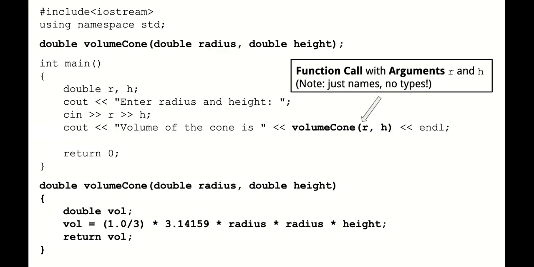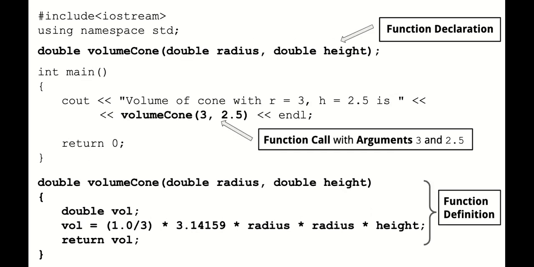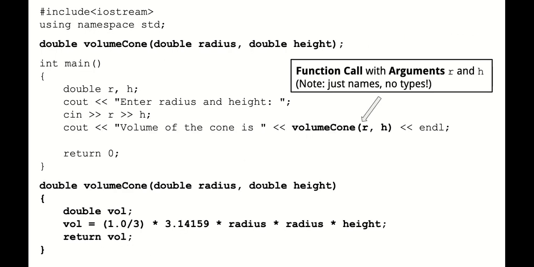Now, you don't need to plug in specific values like 3 and 2.5 as in the last slide. In that last slide, we specifically hard-coded 3 and 2.5. You could plug in the name of a variable that matches the type expected by the function. You'll notice in this one, we prompt the user for radius and height. And then in the output line, there's just a function call with the arguments r and h.